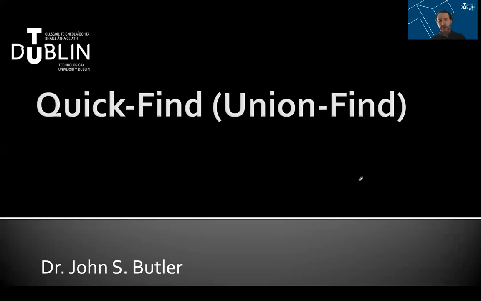In this lecture, we're going to do our first network algorithm. This network algorithm is all about finding if two people are connected quickly. Hence, it's called quick find or union find.